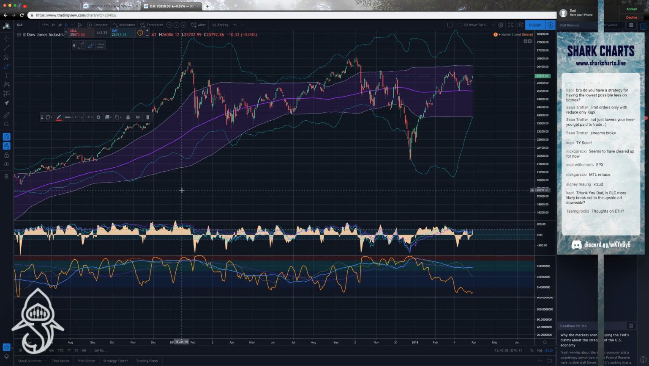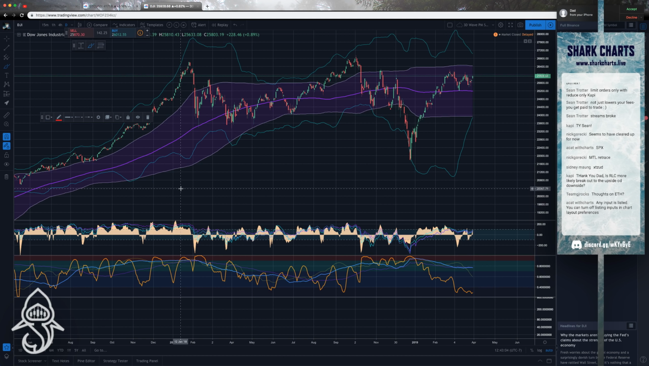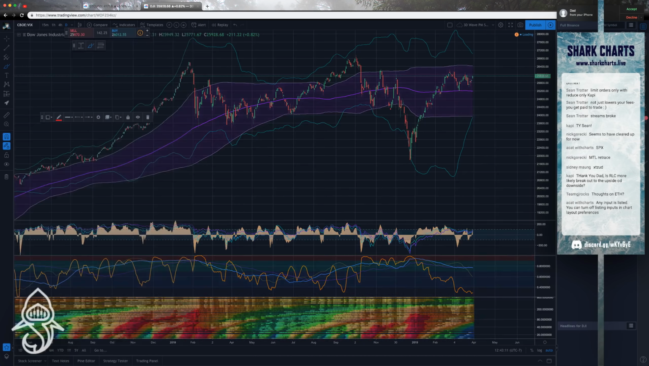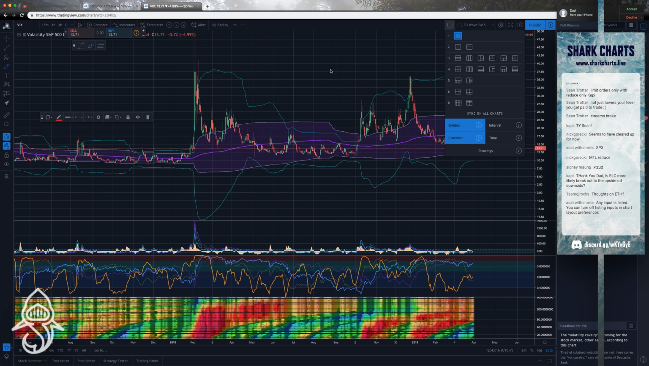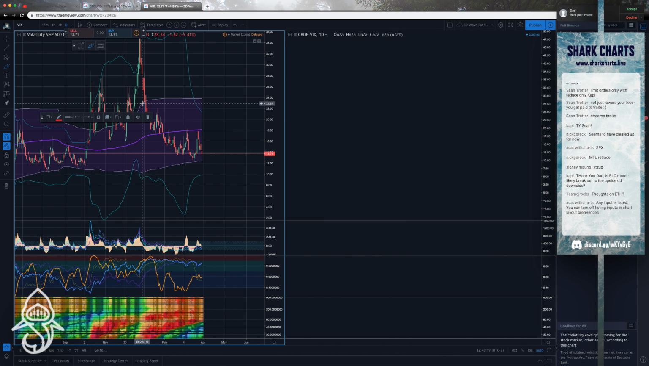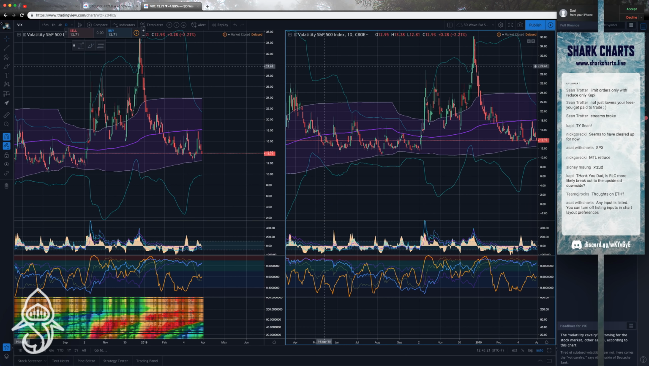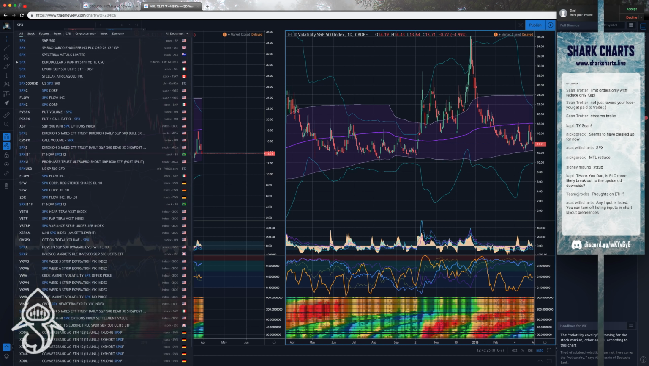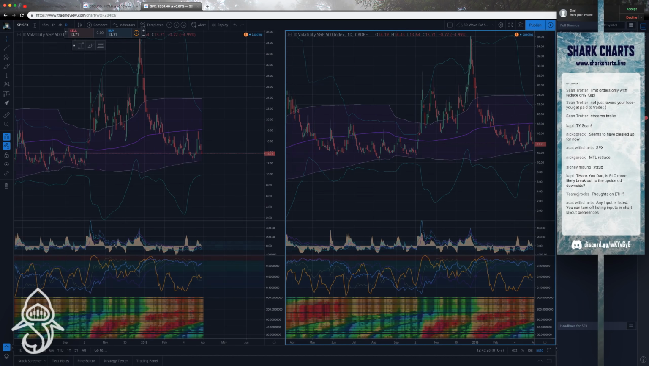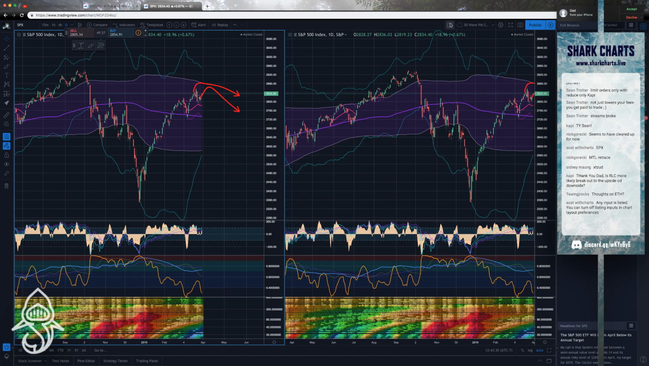Although all the macro level indicators are pointing to the downside. Let's go check the VIX real quick. I didn't. Okay. Symbols are independent, please.